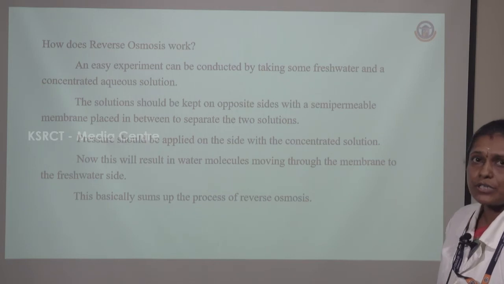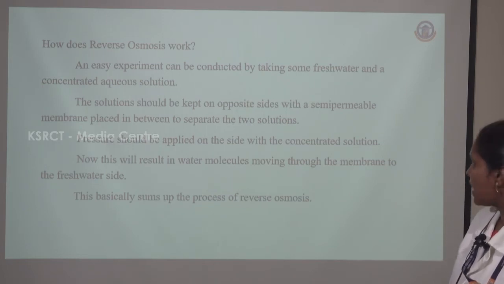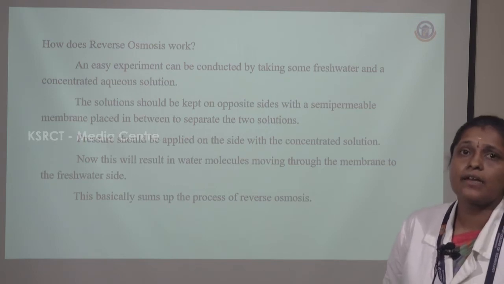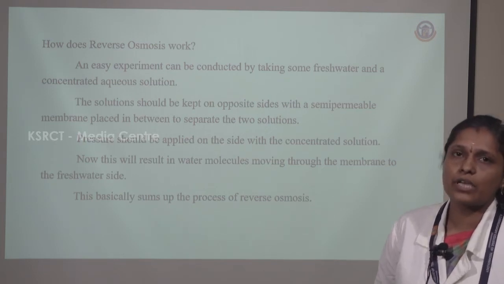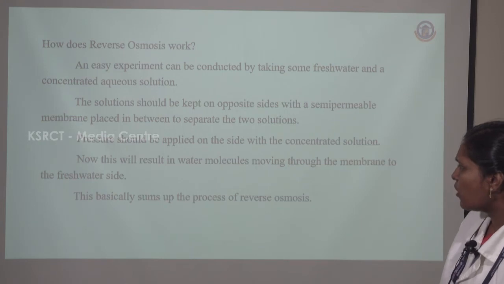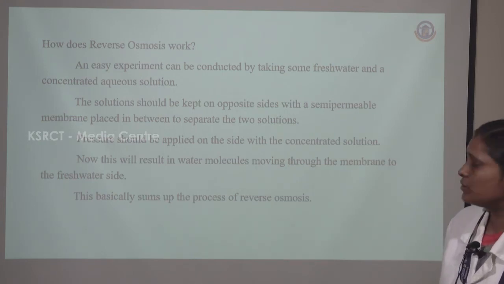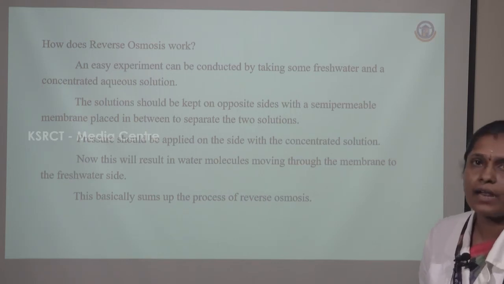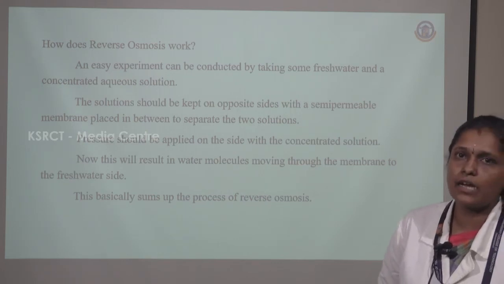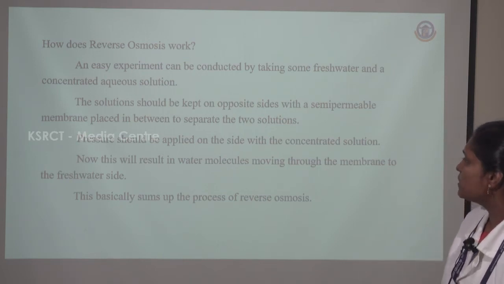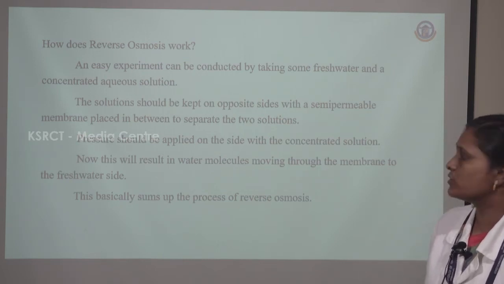Pressure should be applied on the side of the concentrated solution. Where the concentrated solution is, at that side we have to give the pressure. Now this will result in water molecules moving through the membrane to the freshwater side. We can collect the freshwater in another compartment. So this basically sums up the process of reverse osmosis.